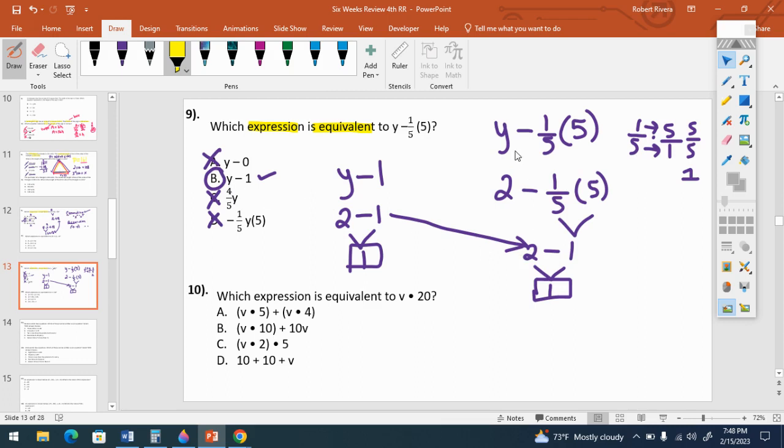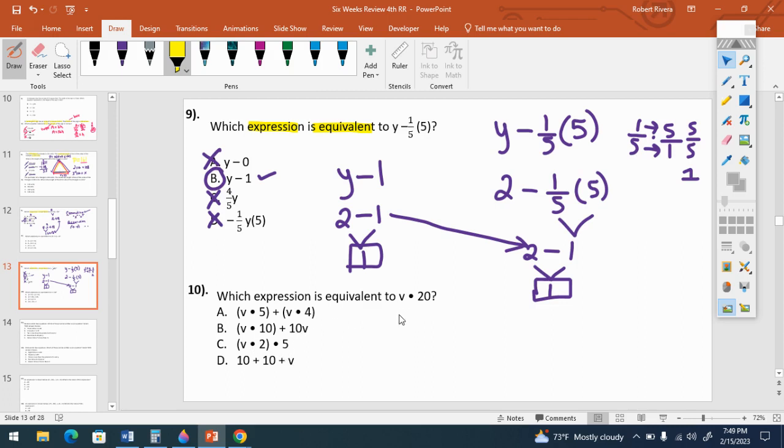And then we said that y was who? Y was 2. So you know what? That looks not bad at all. And then once you check it, you're going to see that it is going to be equivalent. Anyway, the way I did number 9, that's the way you're going to do number 10. So those V's are going to become 2's, 2's, 2's, 2's.